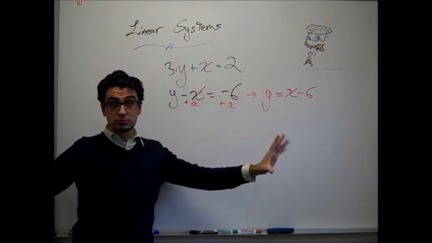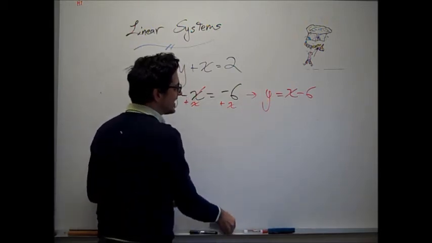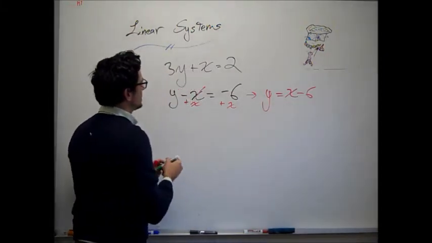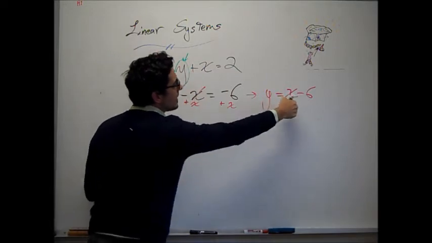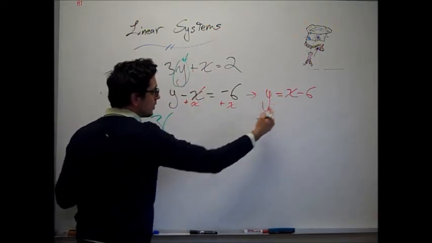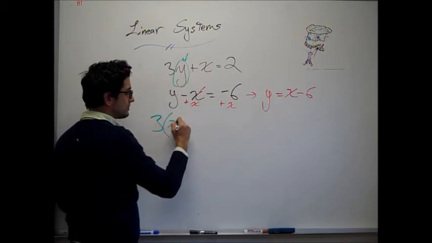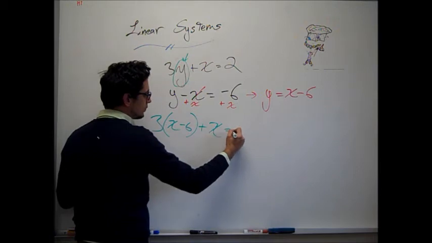Okay, cool? All right, so here I go. Now that I have this isolated, I'm going to plug in this y equals x minus 6, right here. So I'm going to replace y with x minus 6. So it'll look like this. 3 times, what is y? It's x minus 6 plus x equals 2.